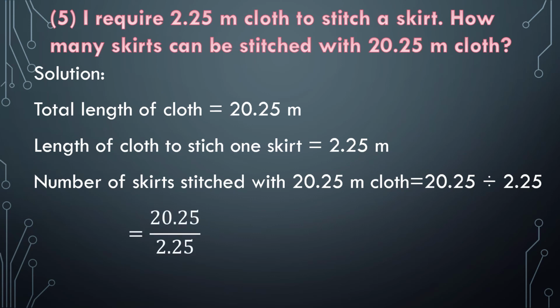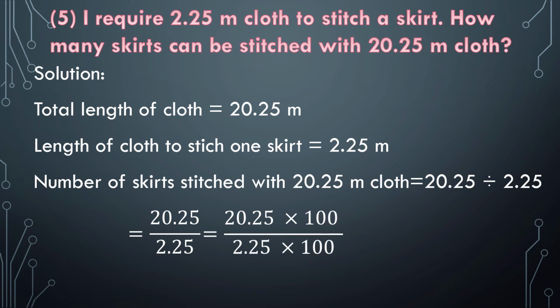Now write it as fraction. See, in this question, numerator and denominator both are decimal numbers. So what we have to do? Yes, first we need to remove the decimal point and change the divisor into a whole number. 2.25 has two digits after decimal. So we multiply the numerator and denominator by the same number 100. Now do the multiplication, and we know that if we multiply a decimal number by 100, decimal point shifts two places to the right. So we get 2025 upon 225.